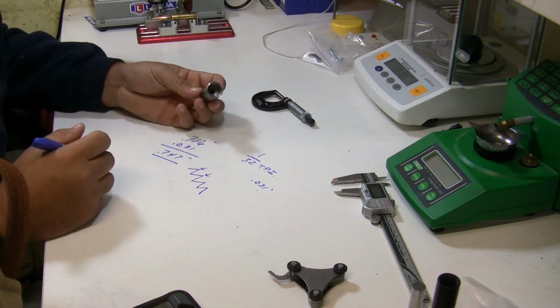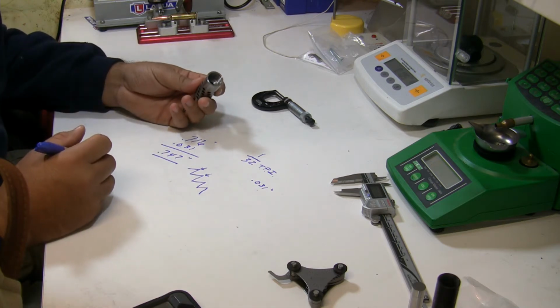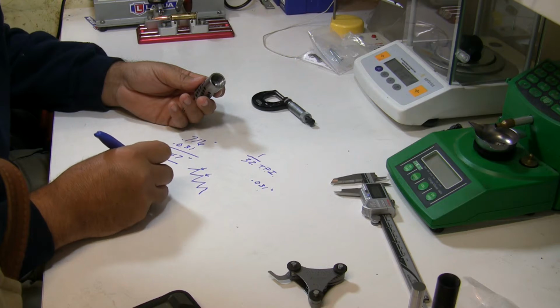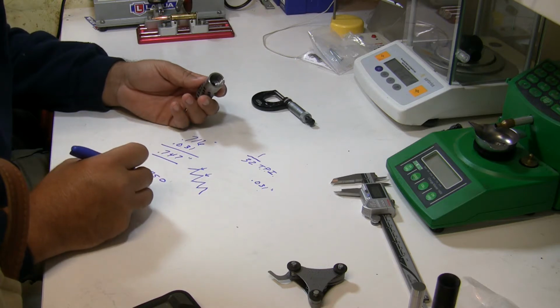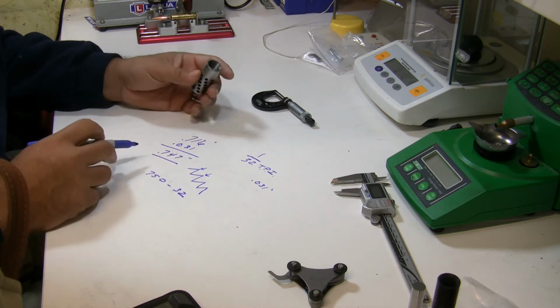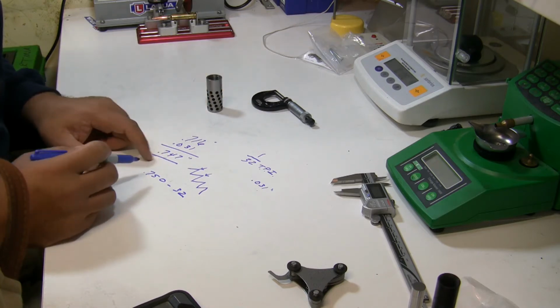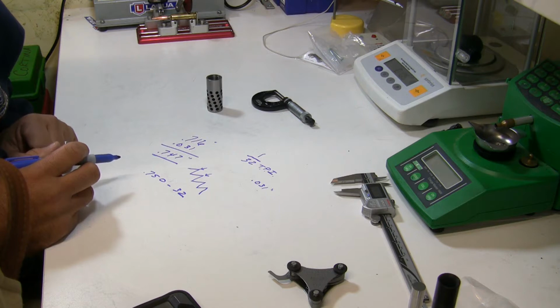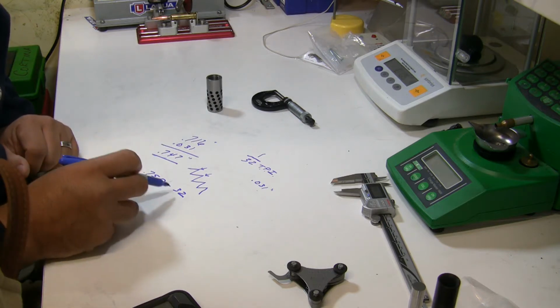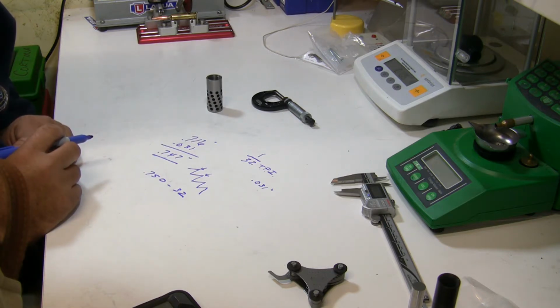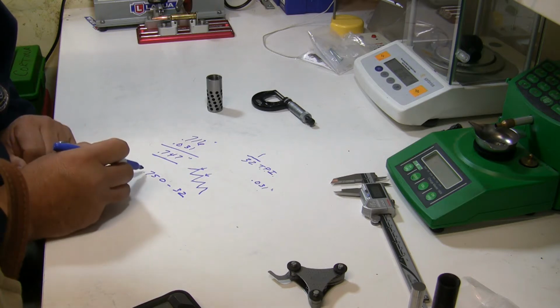This tells me that the thread on this muzzle brake is 750 32. Why 750? Because you have to allow for clearance. So there's 3 thousandths of clearance in this thread. So it's pretty safe to say that it is 750 32.